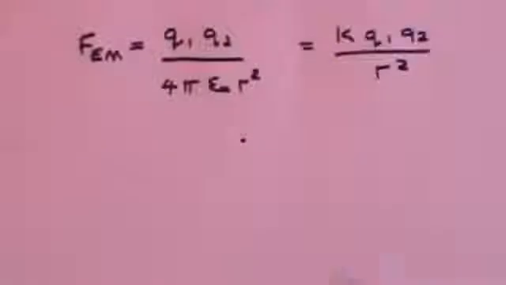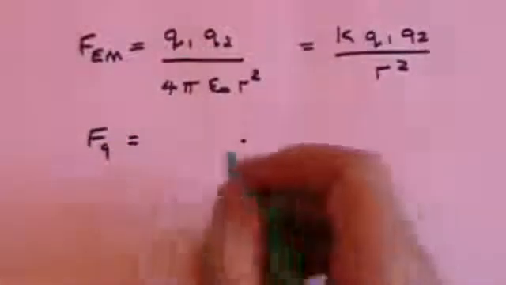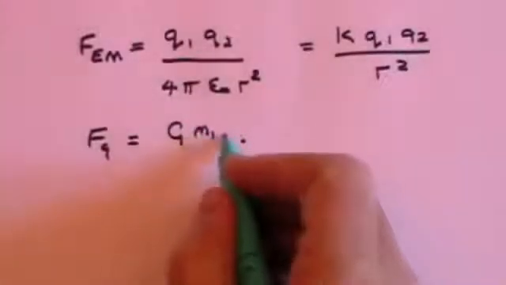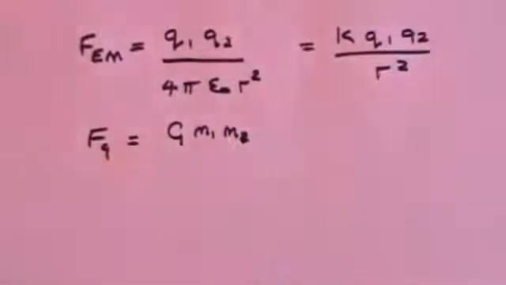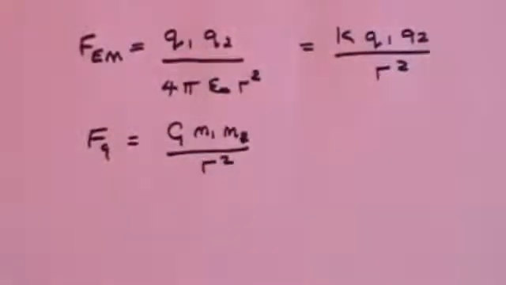What is the gravitational force? This is, of course, Newtonian. This will simply be G, the gravitational constant, times the first mass times the second mass, divided by r squared, where r is the distance between them.